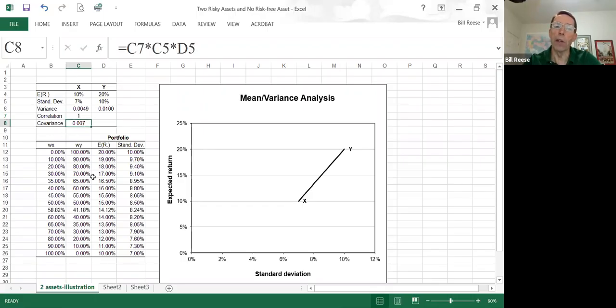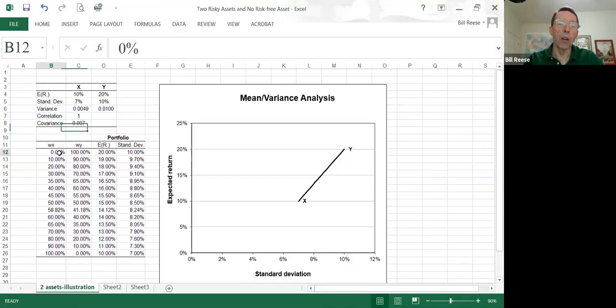Then the covariance between X and Y, we've talked about this before. The covariance is going to be the correlation between X and Y multiplied by the standard deviation of X times the standard deviation of Y. It also measures how much they move up and down together or versus opposite each other, but it's not bound between any two numbers. So I couldn't look at that at 0.007 and know that they're perfectly positively correlated, but I can look at the correlation of 1 and know that they're perfectly positively correlated.